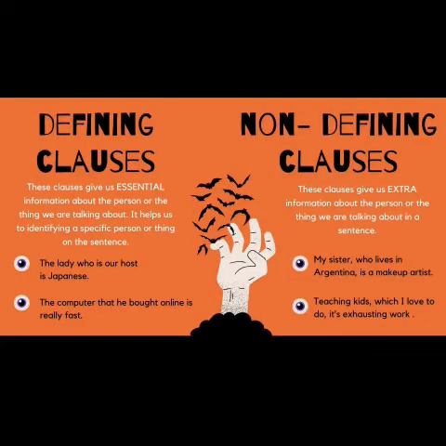Alright people, I hope you are all clear up to this point, because there are two more things about relative clauses you need to know. There exist defining and non-defining relative clauses. Let's explain them. Here we have the defining clauses. These clauses give us essential information about the person or the thing we are talking about. It helps us to identify a specific person or thing in the sentence. For example, the lady who is our host is Japanese.